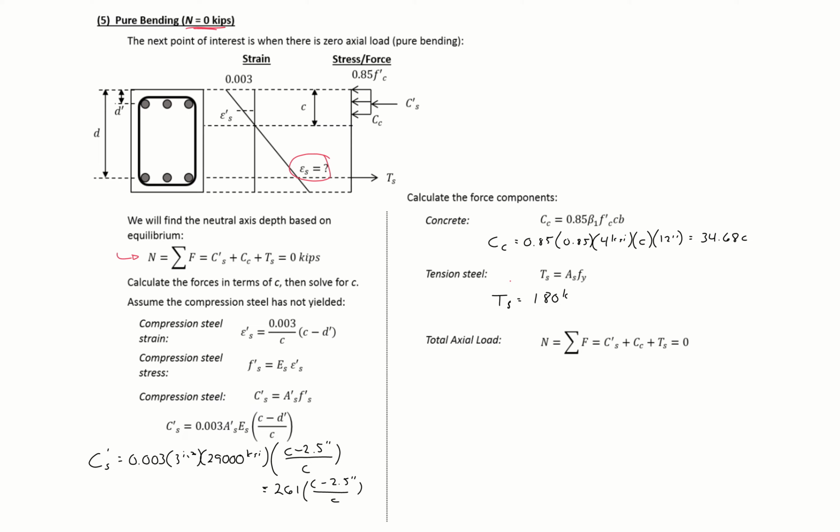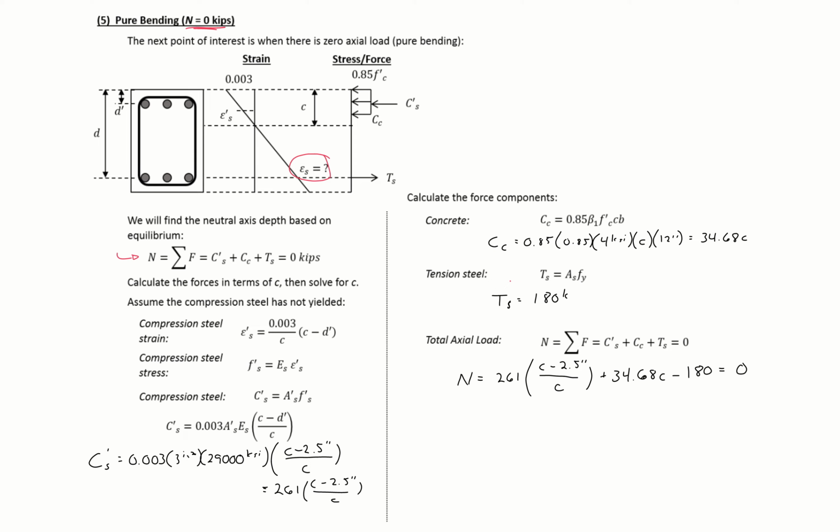So we can plug all these into our N expression, and we'll get N equals 261 times (C minus 2.5) divided by C, plus 34.68 C, minus 180, equal to 0 kips.